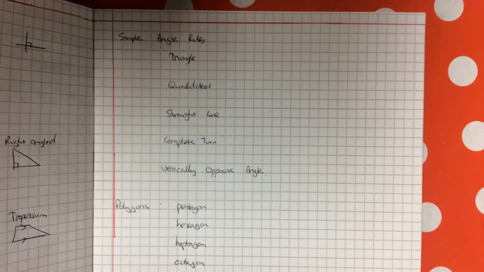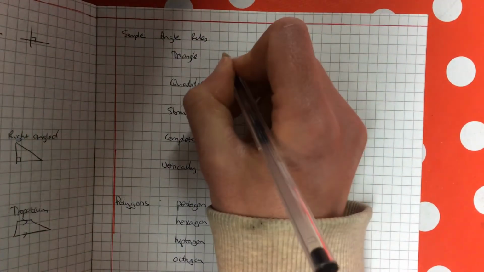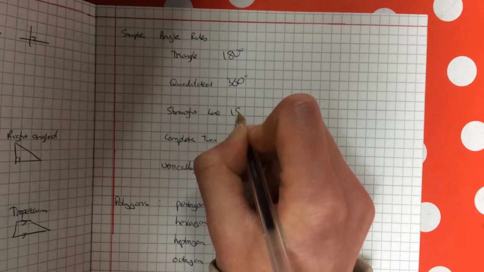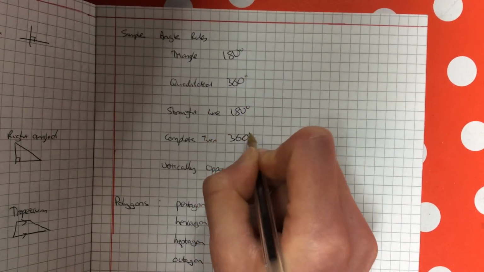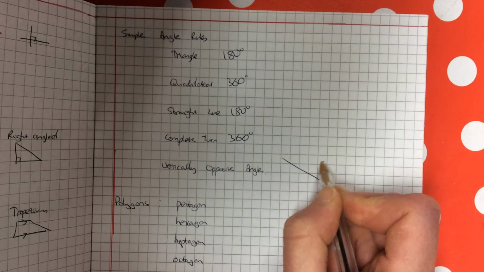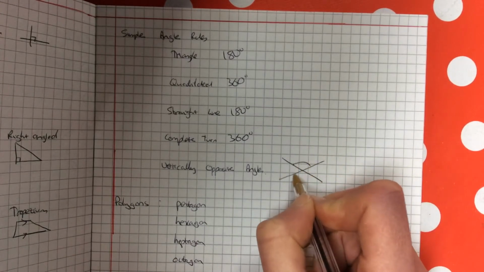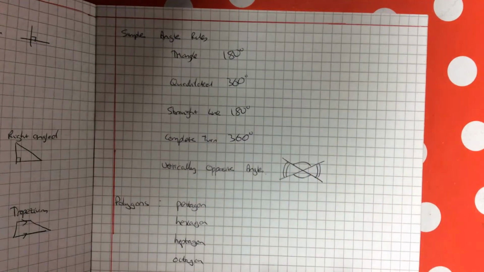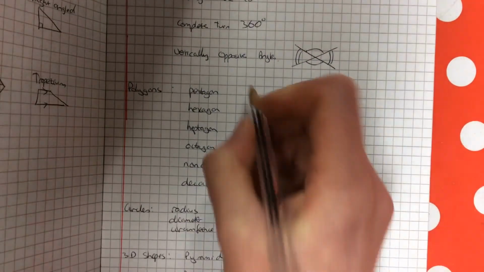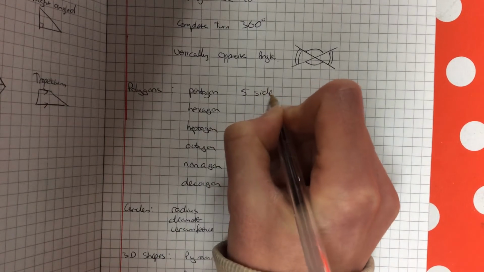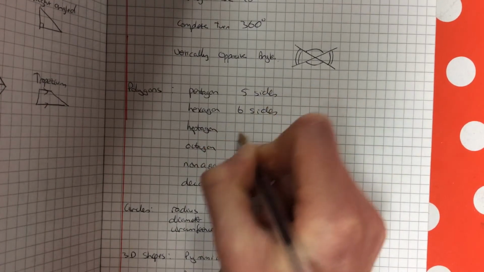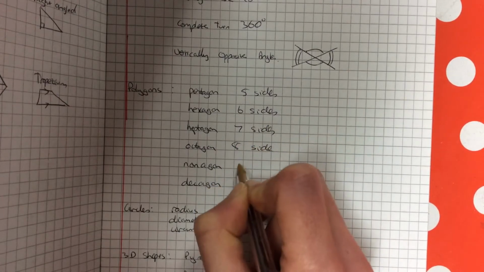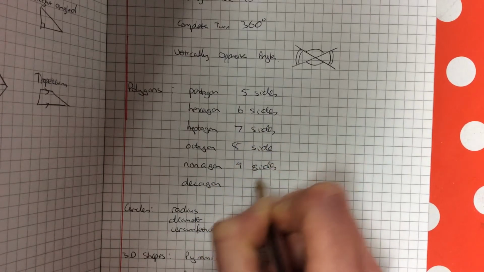So over to the next page, simple angle rules. Triangle adds to 180, quadrilateral is 360, straight line is 180, complete turn is 360. Vertically opposite, what I mean there is this angle equals this one, and these two equal each other. Polygons: pentagon 5 sides, hexagon 6 sides, heptagon 7, octagon 8, nonagon 9, decagon 10.